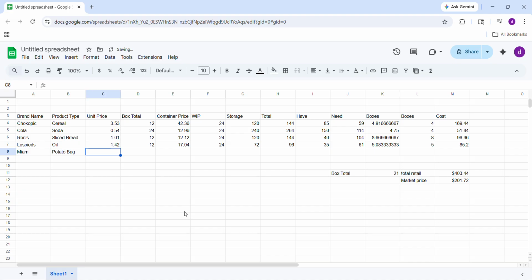Now, unit price for a potato is $3.55, and there's 4 in a box, so 14.2 is a box. Now WIP, if you do one whole shelf line, you're going to do 8. If you do another one, you're going to do 16, and that's what I usually do.